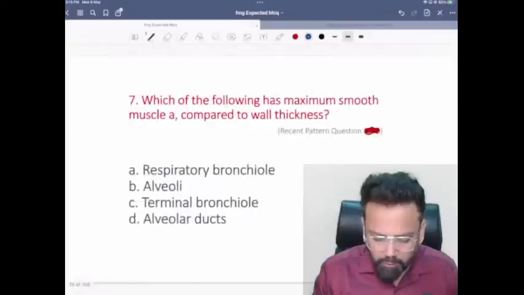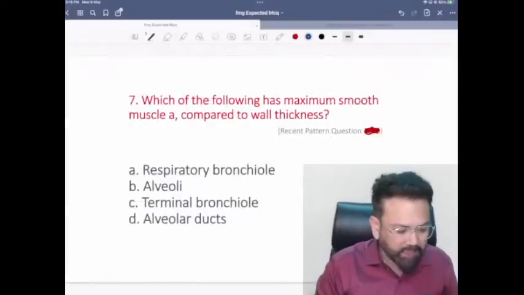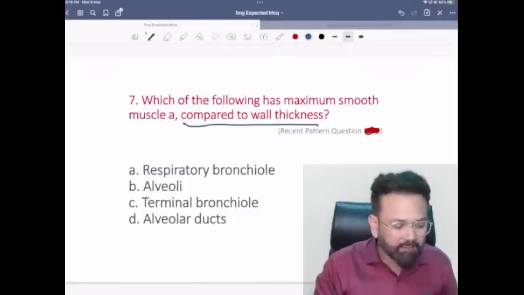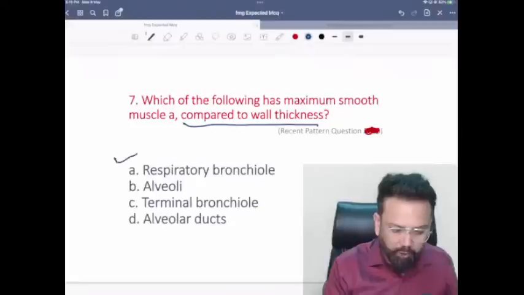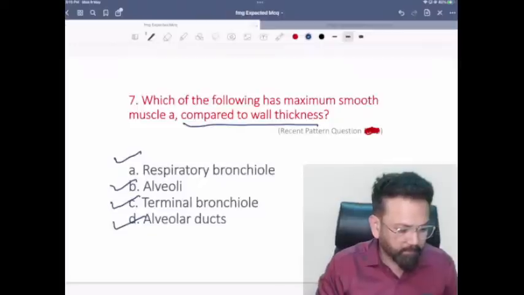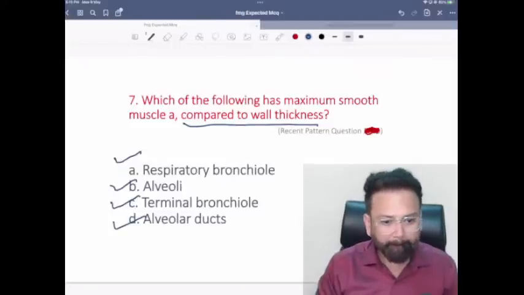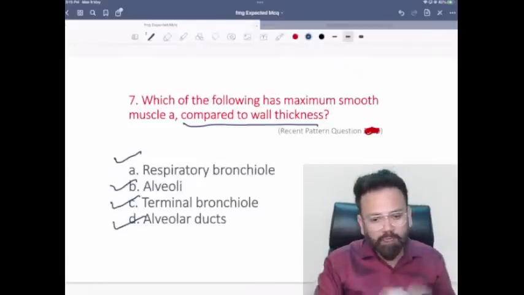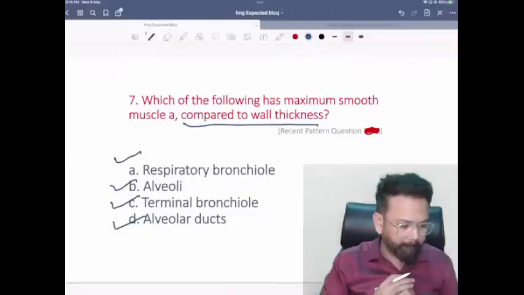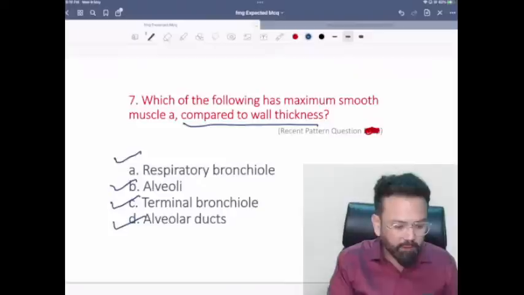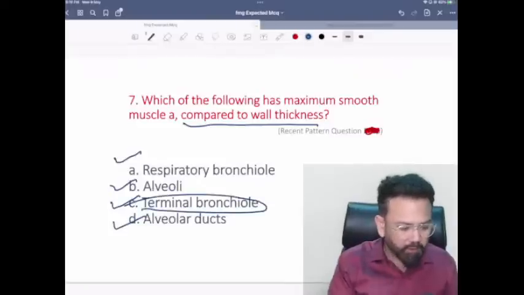Okay. Now, which of the following has maximum smooth muscles as compared to the wall thickness? Respiratory bronchiole, alveoli, terminal bronchiole or alveolar duct? What is the answer? Anyone? You know there are two types of airways. One is conducting airway, the other is respiratory airway. These are the topics which need to be remembered every time because this is the question. Yes, the answer is terminal. Very good. Most of you are correct.